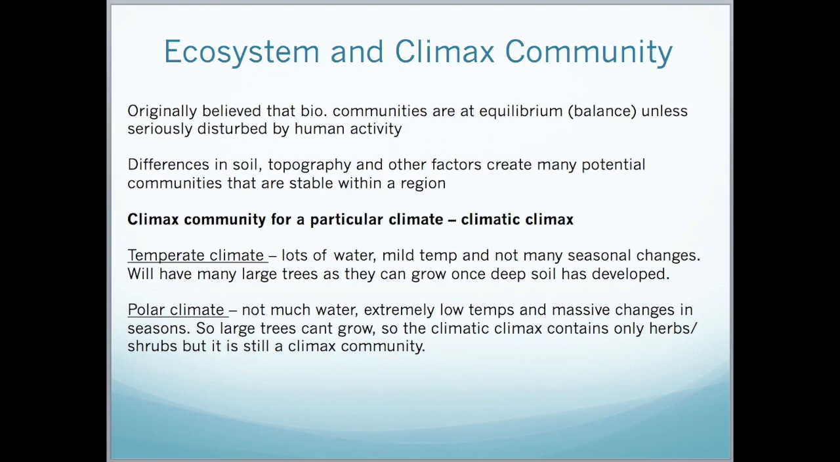In a temperate climate, where there are large stores of water, the temperature is mild, and the seasonal changes are not very drastic, you will have many large trees because they can grow and develop. Whereas in a polar climate, there is not much water, extremely low temperatures, and massive changes in the seasons, so large trees can't grow. The climatic climax contains only herbs and shrubs, but it is still referred to as a climax community.